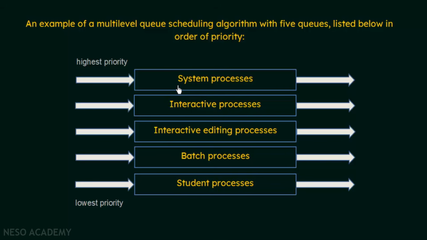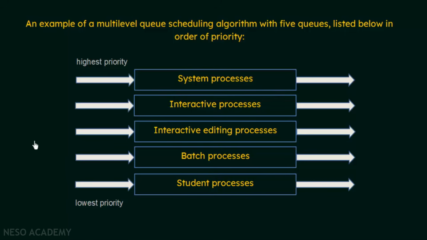So we see that the processes belonging to this system processes queue are the processes with the highest priority. And then the interactive processes belonging to this queue are the processes having the next highest priority. And then below that we have the interactive editing processes with the next highest priority. Then we have the batch processes and the student processes. So mind you, these are all queues, and within these queues we have processes.